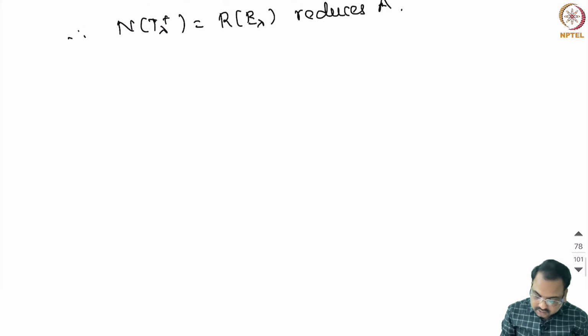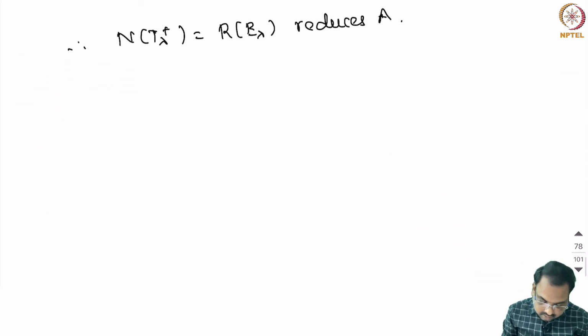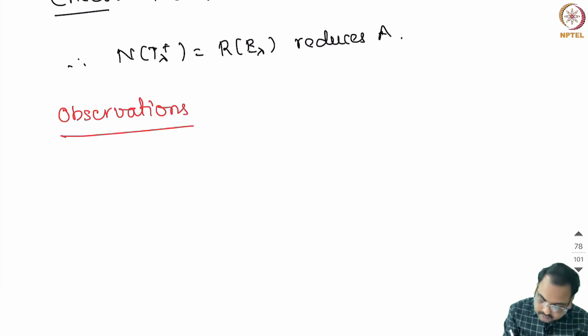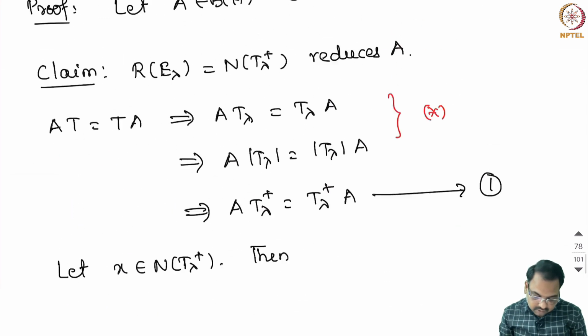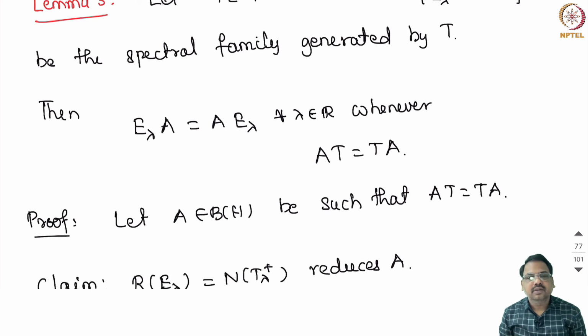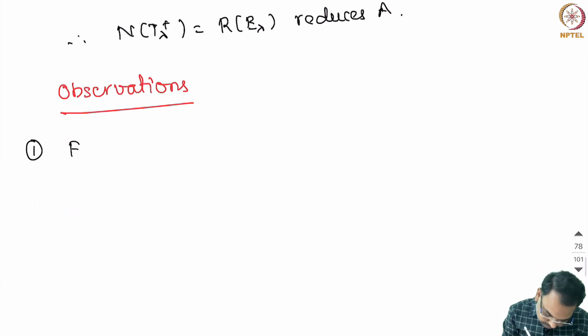Okay. Now using this observation, using this lemma, we can actually conclude many things. The first one is, E_λ commutes with every operator that commutes with T. Now we know that T commutes with itself, so that means E_λ should commute with T. E_λ T equals T E_λ for every λ in R.